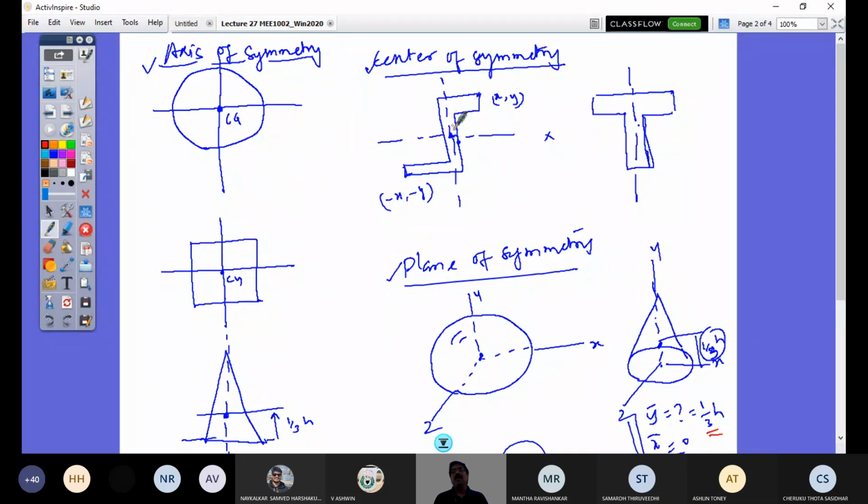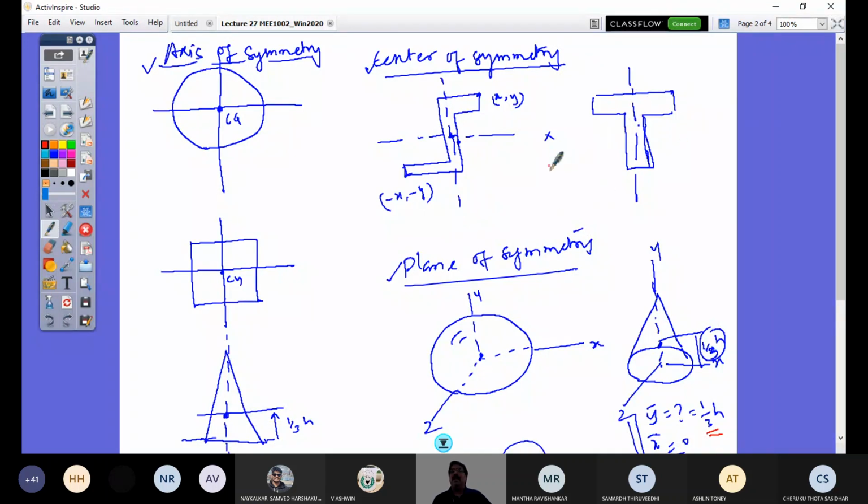So if we have a section in the first and third quadrant, opposite quadrants, that means for a point in the first quadrant, x comma y, I will have a corresponding point minus x comma minus y on the other side. Then you see that the first moment of the first quadrant area and the first moment of the third quadrant area about the same axis would be 0. So you would be able to get your center of symmetry so that you would locate your centroid.